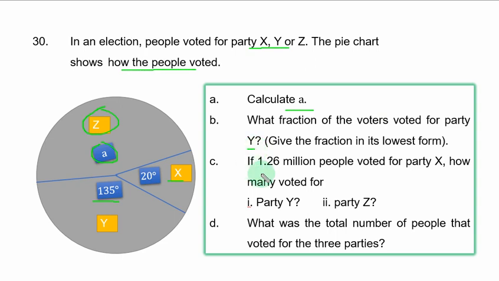C part of the question, if 1.26 million people voted for party S, how many voted for party Y and party Z? D part of the question, what was the total number of people that voted for the three parties?